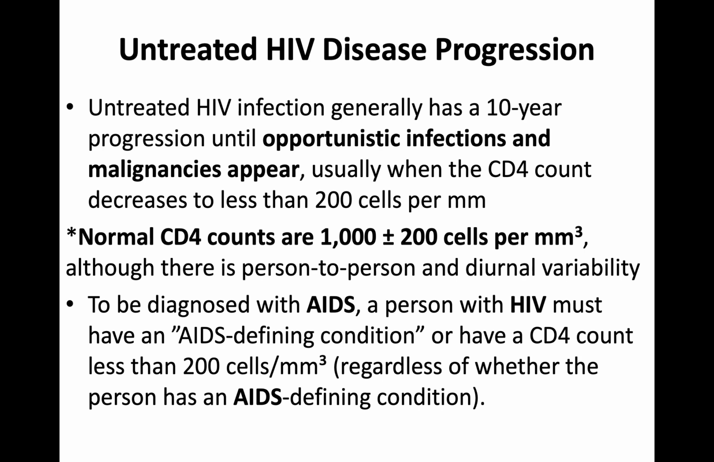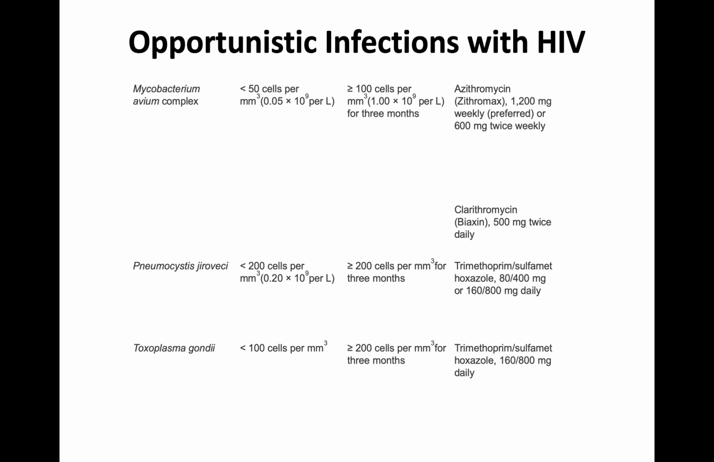Your T cells may actually be above 200, but if you have any opportunistic infections, which include these, the first two, Mycobacterium avium complex and Pneumocystis jirovecii, are lung infections, and toxoplasmosis, the third one, is usually a central nervous system infection, and also different types of unusual cancers, these are known as AIDS-defining illnesses. So whenever a patient who's HIV positive has any of those, that's when we say they've transitioned to AIDS.